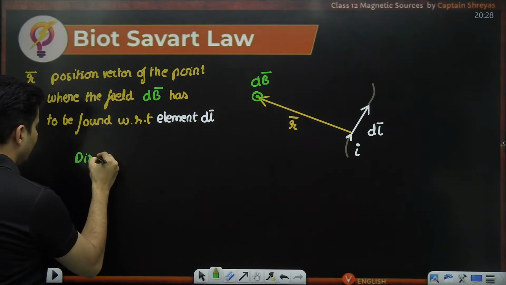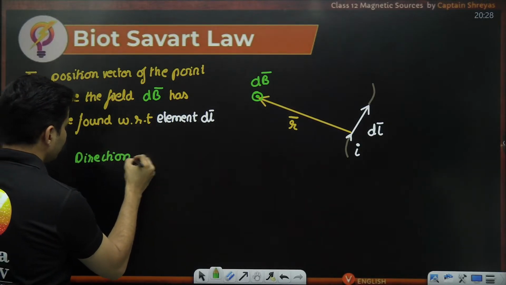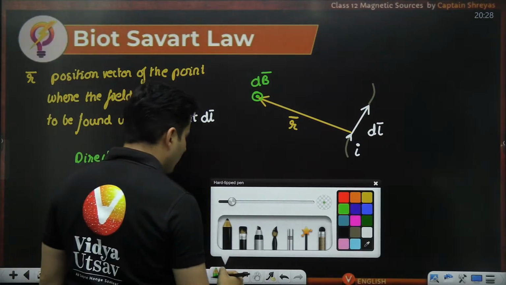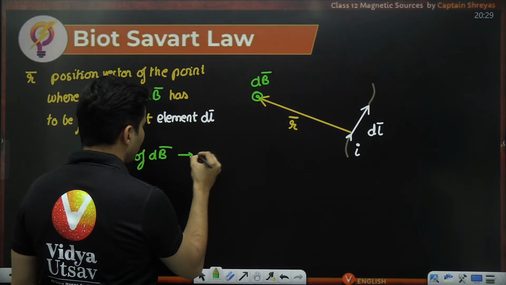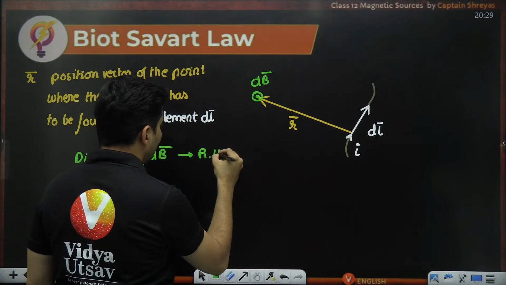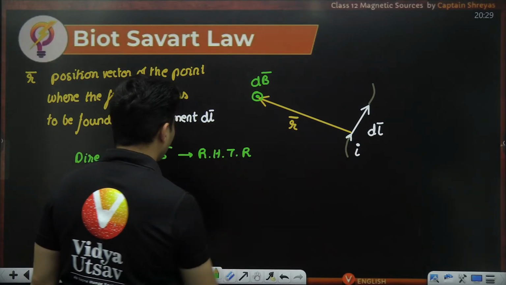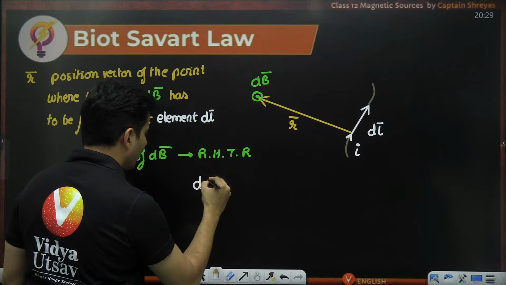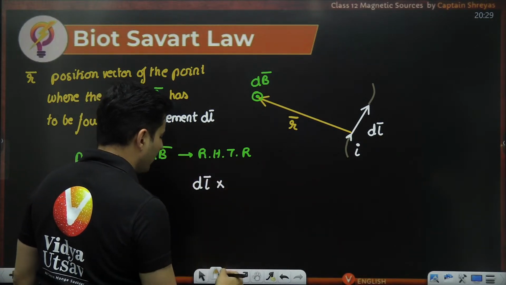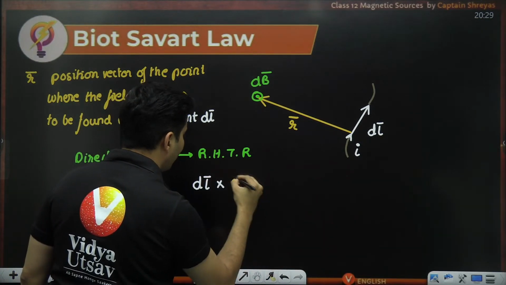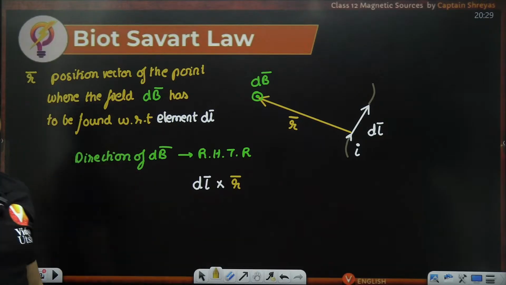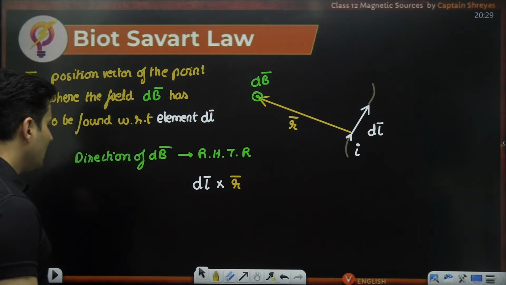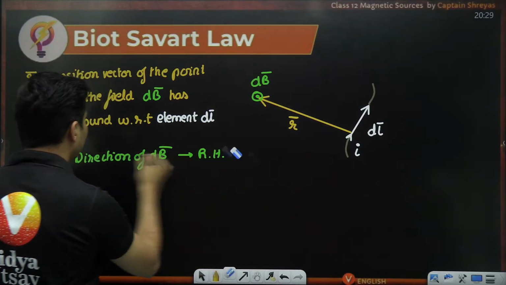The direction of dB bar is given by your right hand thumb rule. All you need to do is take the dl vector and cross product it with the r vector. That will give me the answer of the dB bar. Okay, direction is also done, sir. So what about the magnitude? That is the only thing remaining.